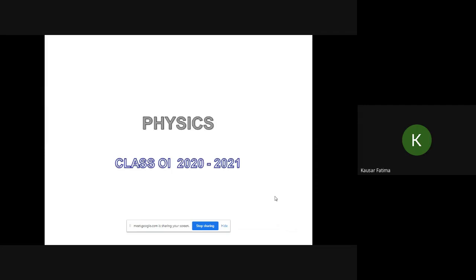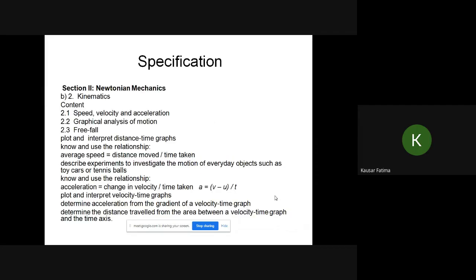What is kinematics? Kinematics is the study of moving bodies. But we don't discuss force in this. We talk about the speed, how fast or slow a body is moving, how much distance is traveled in a given time, and velocity and acceleration. We don't talk about force in the chapter of kinematics.